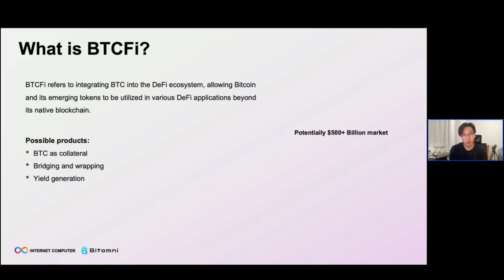The first one would be BTC as collateral. We can make stable coins out of it. Just collateralize your Bitcoin and generate stable coins that can be used across DeFi applications on multiple blockchains. And the other one would be bridging and wrapping, which is what we do in BitoBridge. And this is kind of like the infra to the entire BTCFi market. And also yield generation. This includes multiple situations such as earning yield on Bitcoin holdings through lending, staking, or even restaking, liquidity provision, and other DeFi activities.